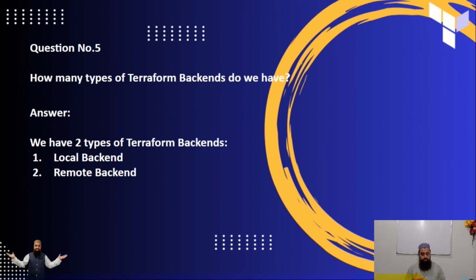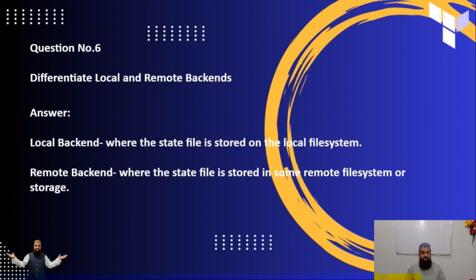And now the difference, question number 6. So these are actually related to Terraform backends. What is the difference between local and remote backend? The difference is literally so simple: local backend, as the name says, is where the state file is stored on our local file system. If it is a virtual machine, Ubuntu, and I don't have a remote location, I can have the state file on my local VM.